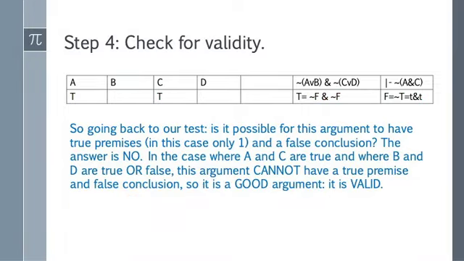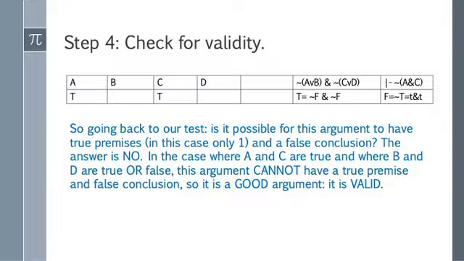Step 4, check for validity. So going back to our test, is it possible for this argument to have true premises, in this case only the one, and a false conclusion? The answer is no. In the case where A and C are true and where B and D are true or false, they could be any value, right? This argument cannot have a true premise and false conclusion.